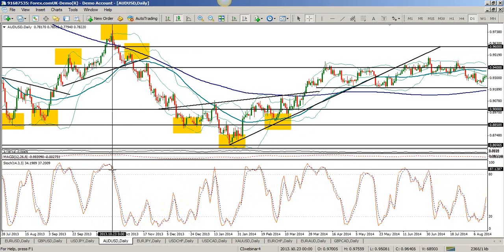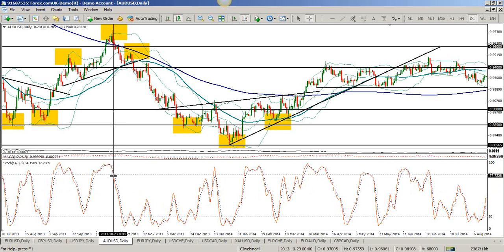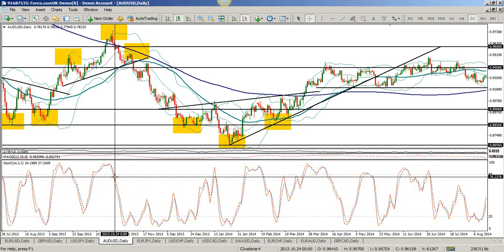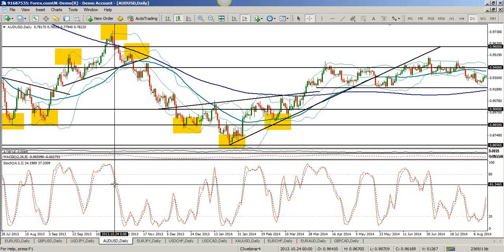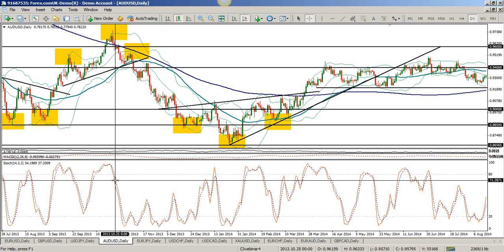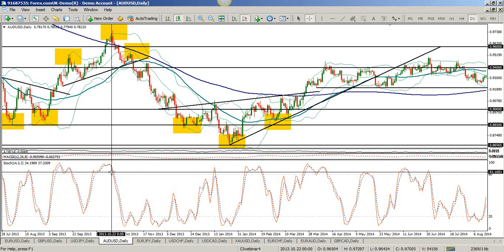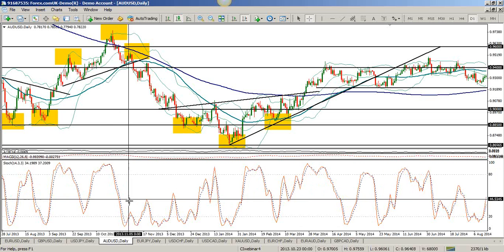Why? Because if you're trying to pinpoint an entry using stochastics as a helper tool, then it can be confusing because they're going to cross at slightly different times. So I get rid of the percent D. I'm just using the red one.